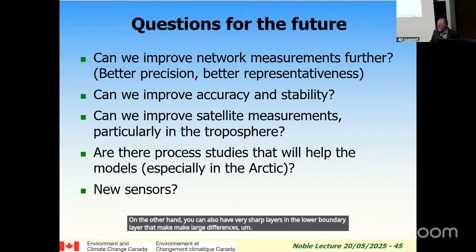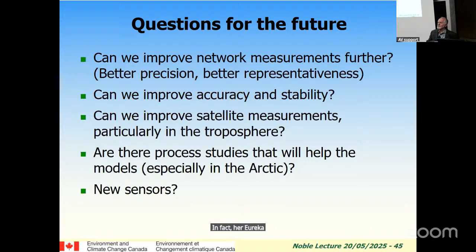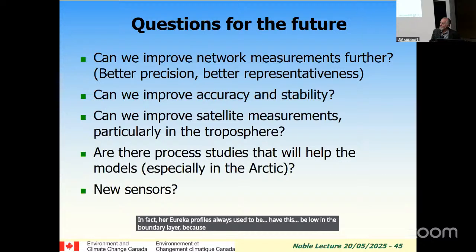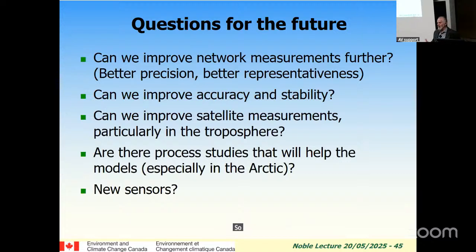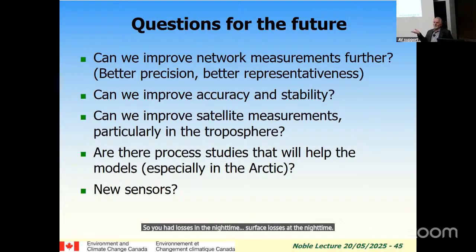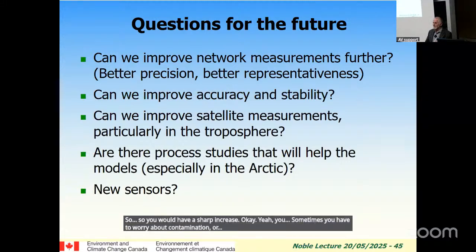In fact, our Eureka profiles always used to be low in the boundary layer because they were launched, I think, at 5 a.m. or something. So you had surface losses at nighttime, which weren't reflected in losses further up because there wasn't a whole lot of mixing. So you would have a sharp increase. But yes, sometimes you have to worry about contamination or bad procedures at the very bottom, but not very often.